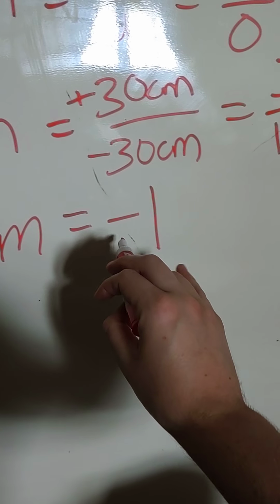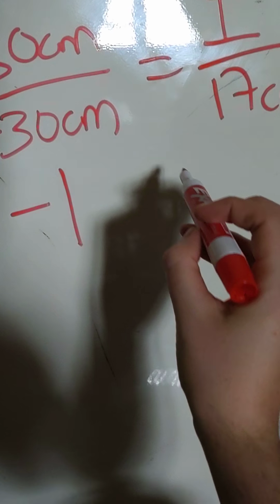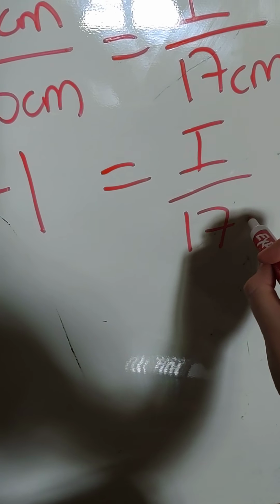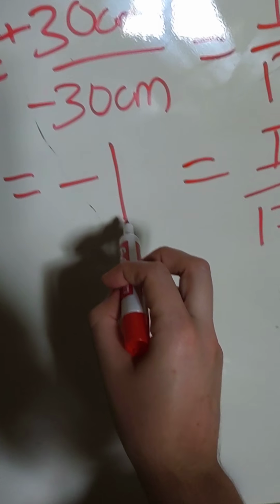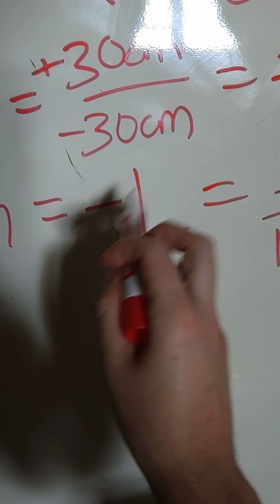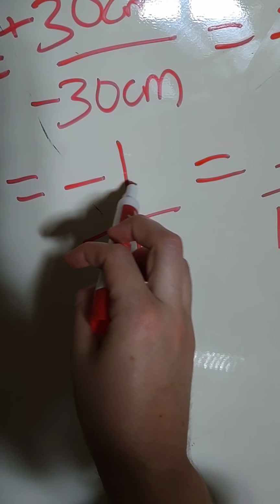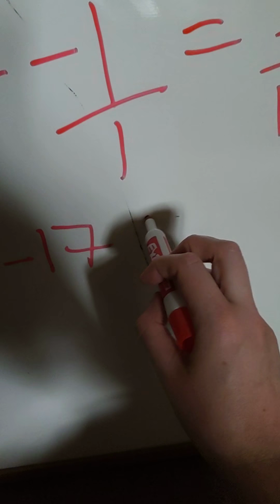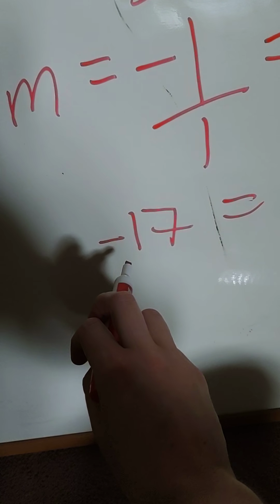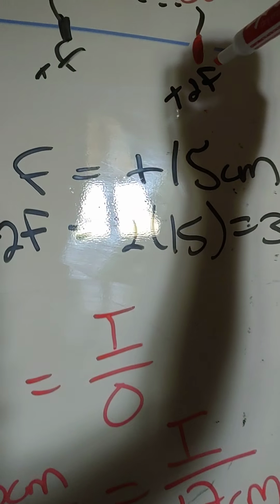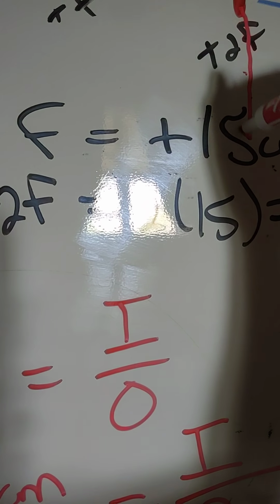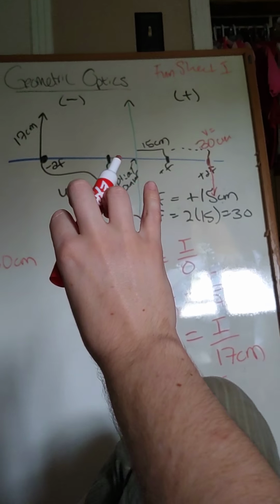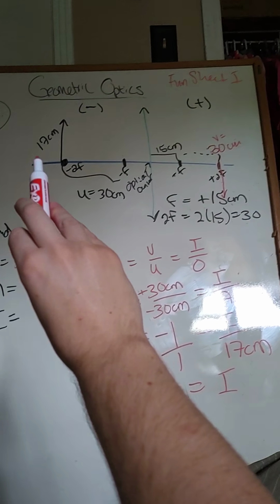What does that negative mean? Here's where we come in. So -1 equals image size over object size, which if you put a 1 under it, is still the same thing. Cross multiply, so -1 times 17 is -17, which is equal to I. The image is upside down. The negative means that we are below the blue line. Boom, we're here. So this is what our graph looks like right now.